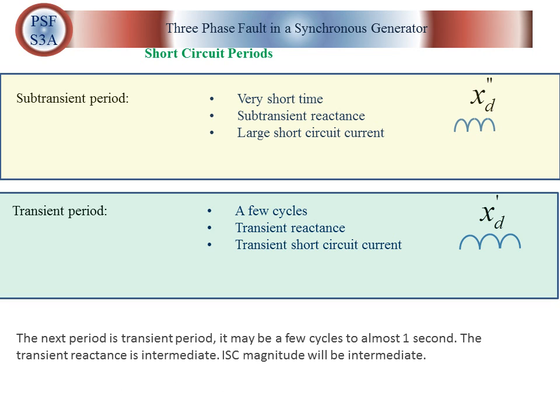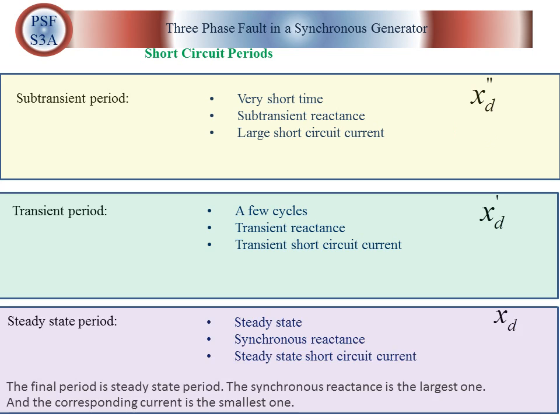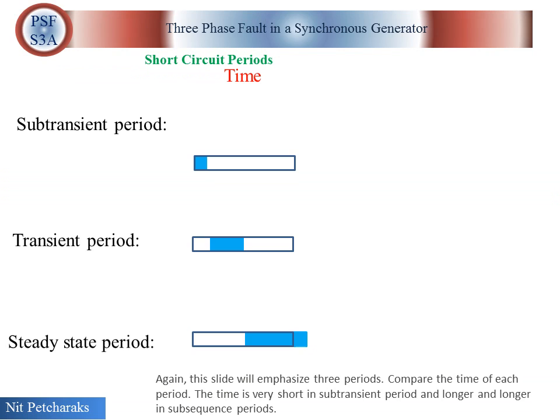The next period is the transient period. It may be a few cycles to almost 1 second. The transient reactance is intermediate. Short circuit current magnitude will be intermediate. The final period is the steady state period. The synchronous reactance is the largest one, and the corresponding current is the smallest one.